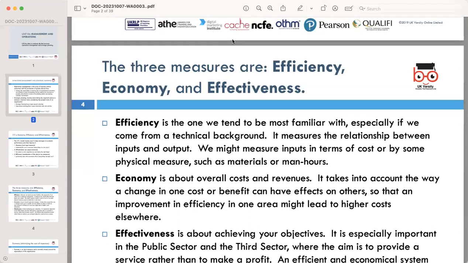So what is efficiency? As I said, efficiency is the one we tend to be most familiar with, especially if we come from a technical background. It measures the relationship between input and output.